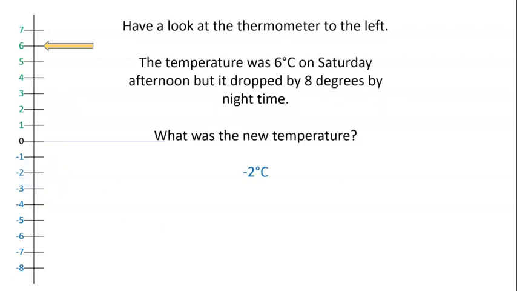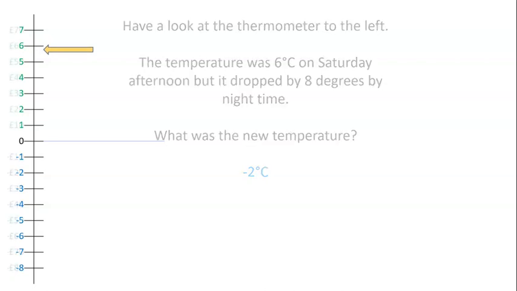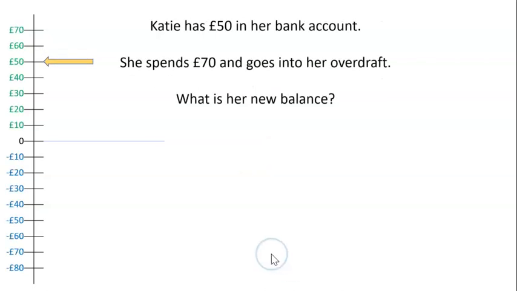With that in mind, I wonder if you could use that same strategy with the next question. So the next question, we're back onto money again. The temperature was just to give you a wee guide on how to do that. So the first thing we're going to do is have a look at Katie. She has started at £50 in her bank account. She spends 70 and goes into her overdraft. What is her new balance?